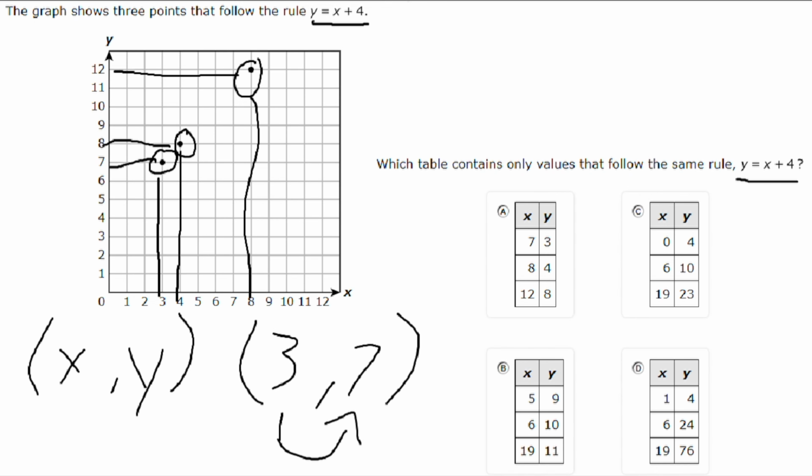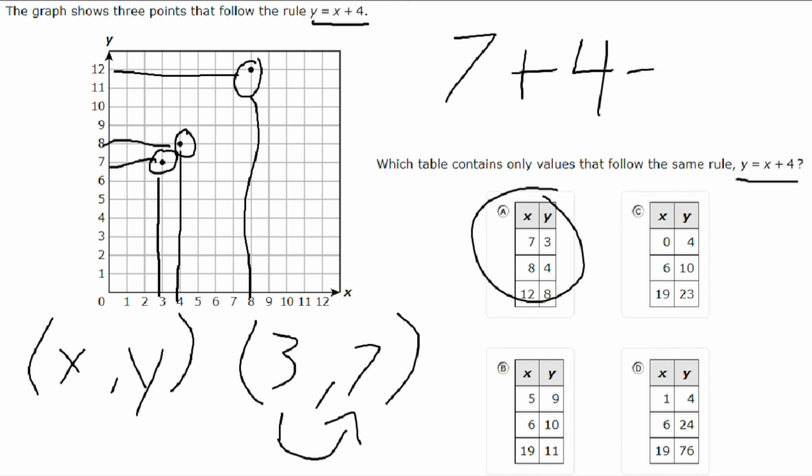So now we need to see how we can use this equation in our tables. We have a few tables in our answer choices. Let's see which one follows our rule. Answer choice A has x as 7. So if x is 7, to get to y, we need to add 4. So y should be 11, but that's not what we get here. So A is incorrect.